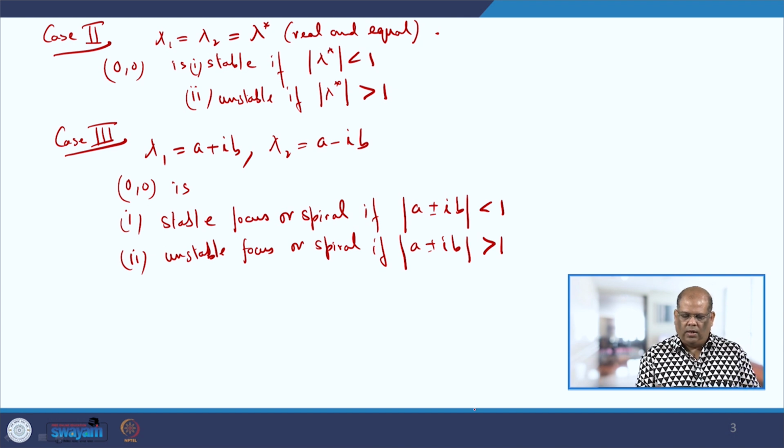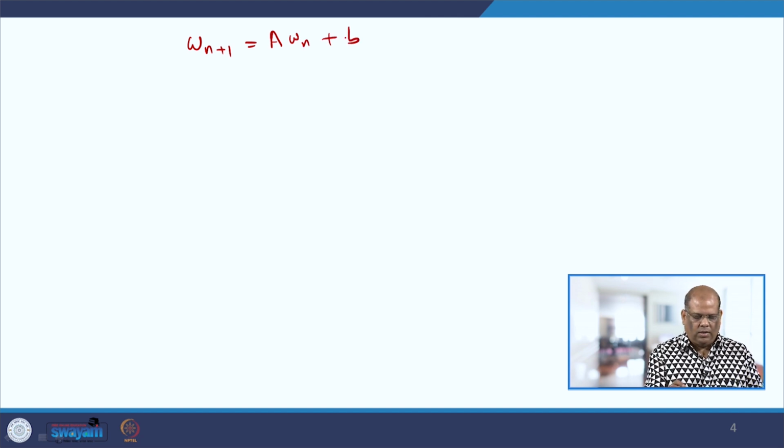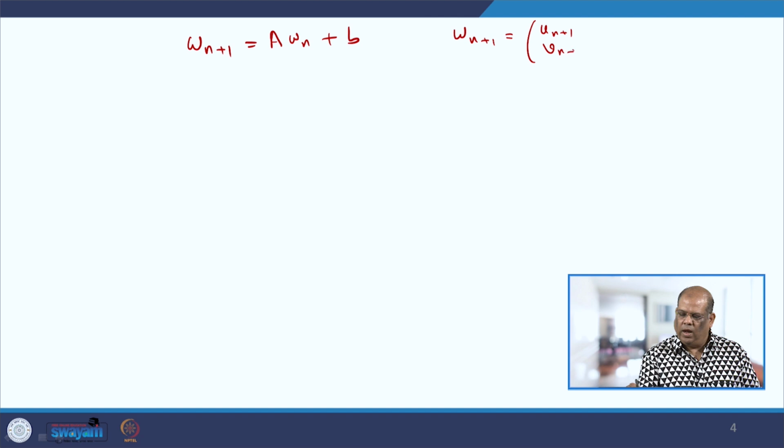So, this is the case for stability for a homogeneous linear system. Now, let us see what happens when it becomes non-homogeneous. That is, you have W n plus 1 equal to some A W n plus some constant B. Here it is in the form of matrix. So, you can assume that W n plus 1 is equal to U n plus 1, V n plus 1. Your A is alpha, beta, gamma and delta, and your B is some constant K1, K2.